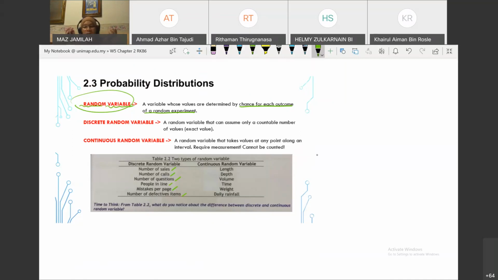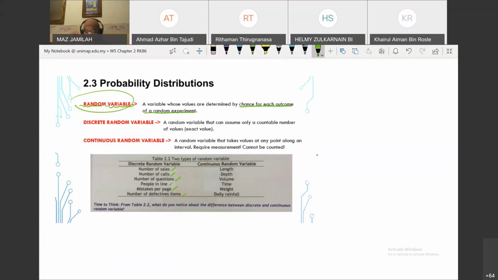Number of questions. If you are referring to my attendance, for example, I gave you 6 questions. So exactly, the number of questions can be counted. Okay, people in the line. If you are looking at people buying at Bazaar Ramadan, if you can see a line, you can count the number of people in the line.